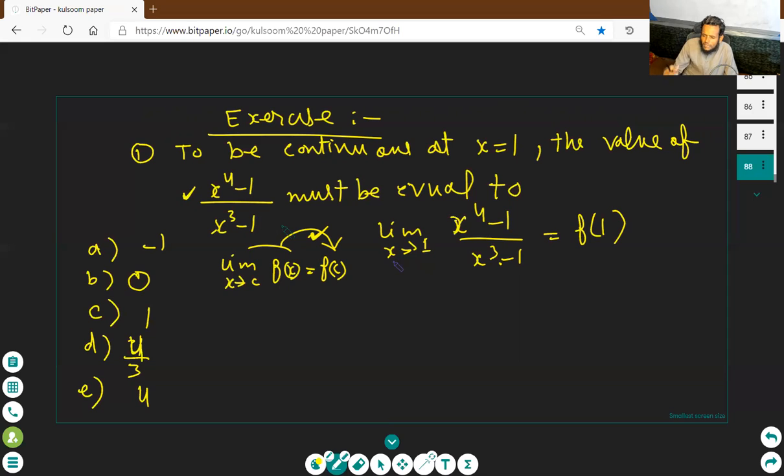To overcome the indeterminate form, we will factorize the numerator and denominator. In the previous method, when x approaches infinity, we divide by the maximum power, x to the power 4. But when x does not approach infinity, we do factorization to eliminate the 0 by 0 form. Can you factorize it?